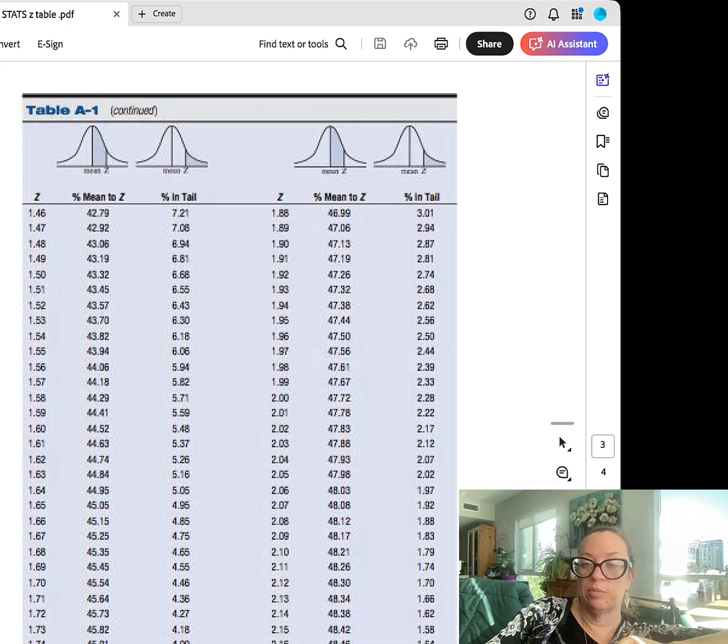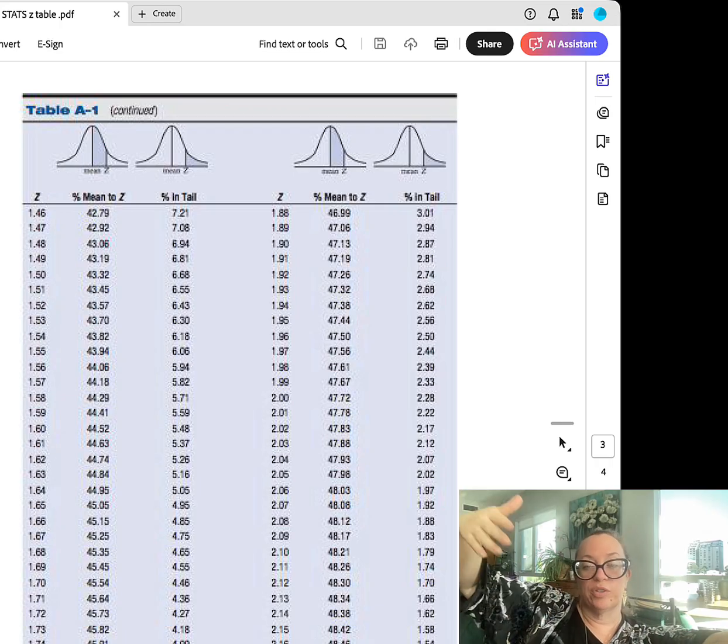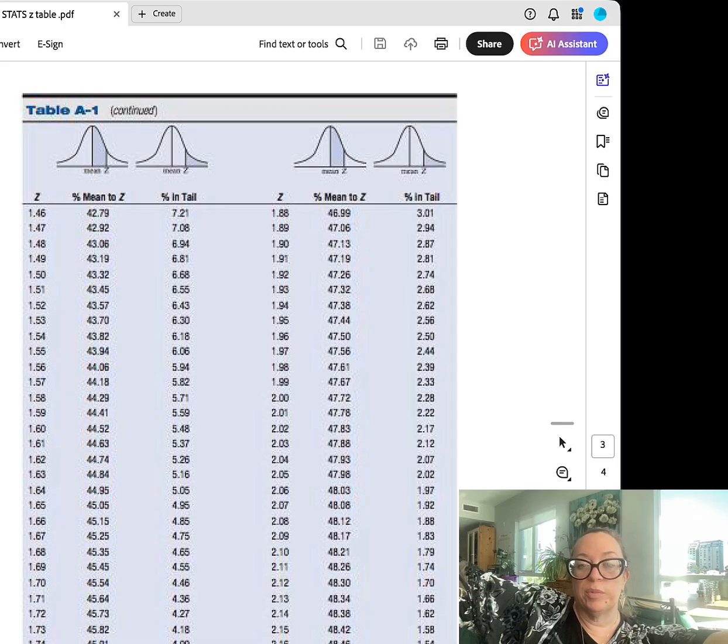Okay, so let me say it again because it's important. To find the proportion below a positive z-score, you add 50% to the percent mean to z value. And if the z-score is negative, you just do it in reverse. So if we have negative 1.5, then 50% of all scores would be above the mean, plus the percent of mean to z is still 43.32%. Okay, it's the same exact thing, just on the other side.